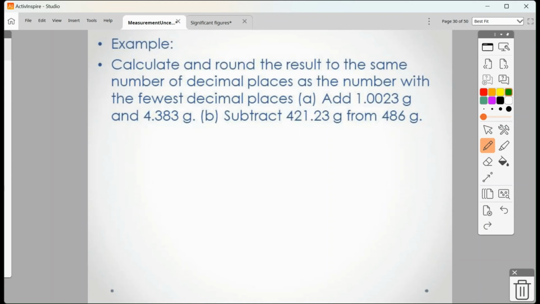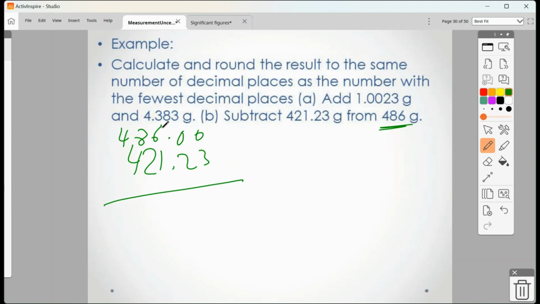So the second example says 421.23 subtracted from 486. So I'm gonna put 486 here. Then I will put 0.00.